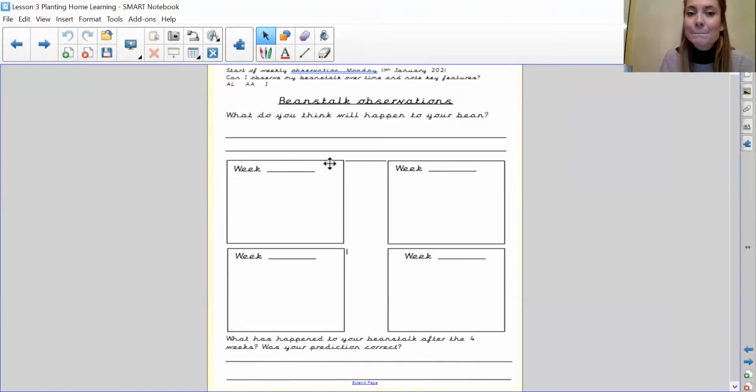We've got week, and then you can fill it in. So we'd be on week 1 this week, and we're going to fill in what our beanstalk looks like. And then at the end, when we filled it in each week, we're going to write what has happened to your beanstalk after the 4 weeks. So was your prediction, what you thought was going to happen, was that correct? But we're not going to do that until the next few weeks until we've finished.